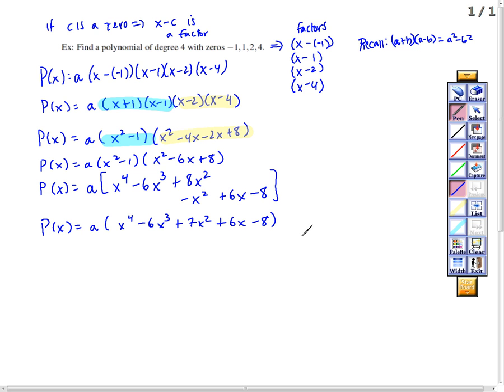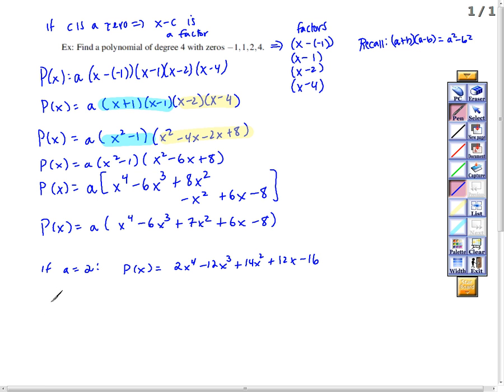So that's the form every polynomial has. So I could let a be any number I wanted to. If a is 2, my polynomial is 2 times every single term here: 2x to the 4th minus 12x cubed plus 14x squared plus 12x minus 16.